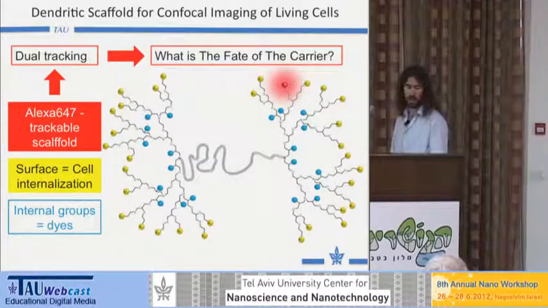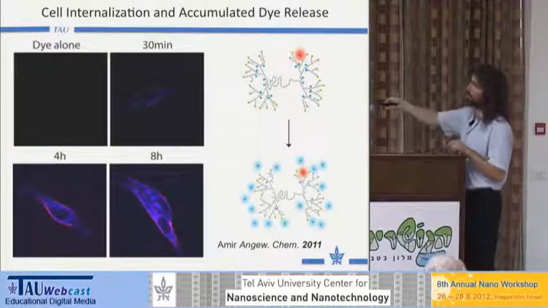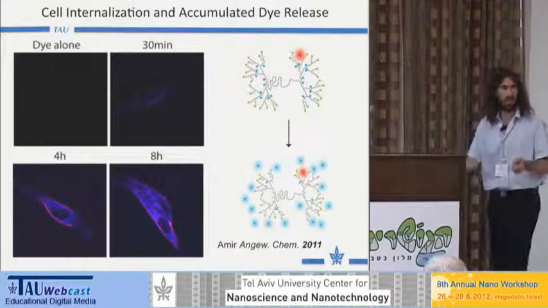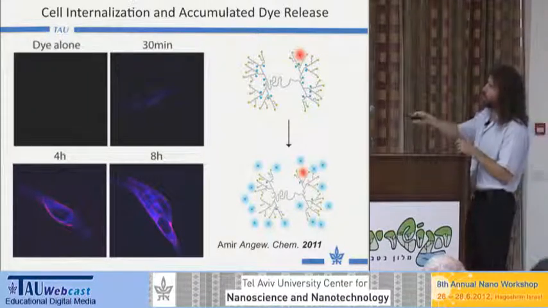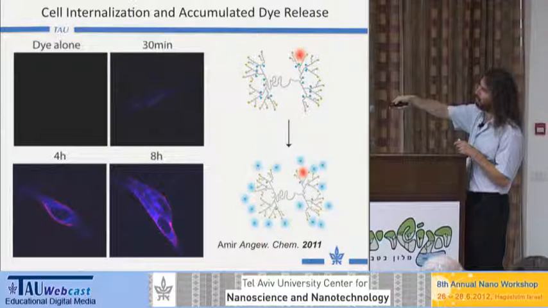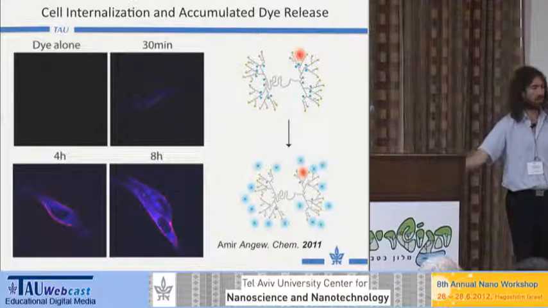So we have this dual tracking, and we went to some cell experiments. You can see that under this condition, for the dye by itself, you don't see anything because the coumarin by itself is not membrane permeable at this concentration. You can see slightly after 30 minutes and definitely after 4 hours and 8 hours, you can see very clearly that the dendrimer goes into the cells and releases its cargo.